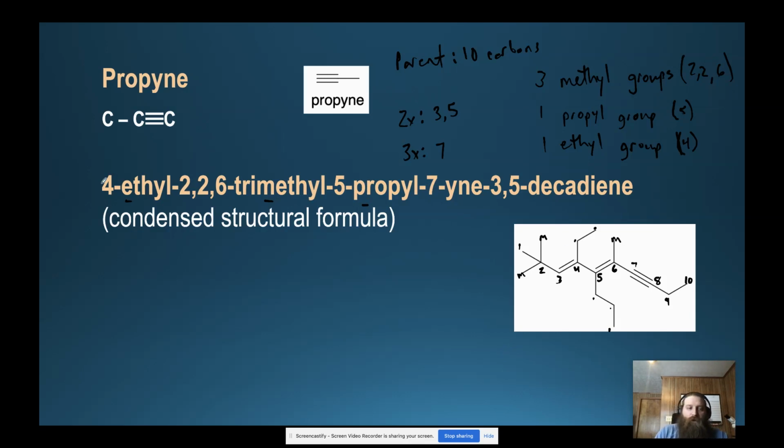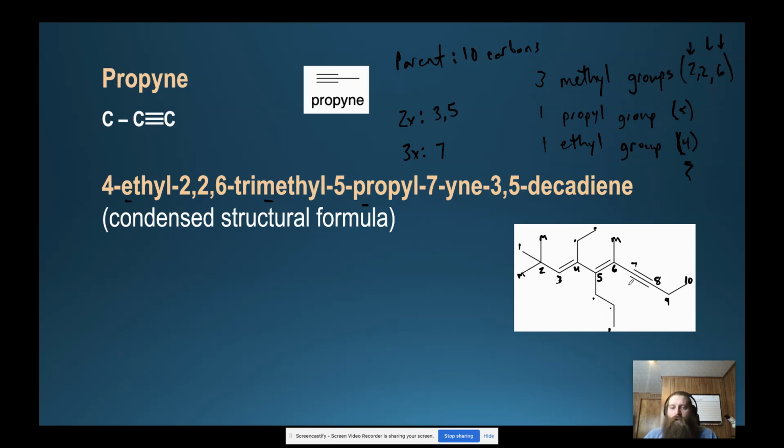All right, I put the numbers out front. So at position 4, which we already knew, we had an ethyl group. At 2 and 2 and 6, we have 3 methyl groups, so 2,2,6-trimethyl. At position 5, we have a propyl group.